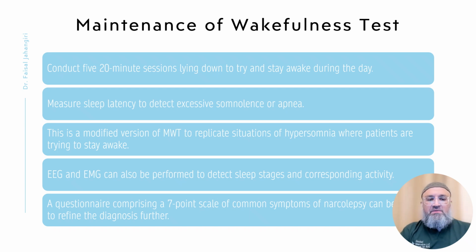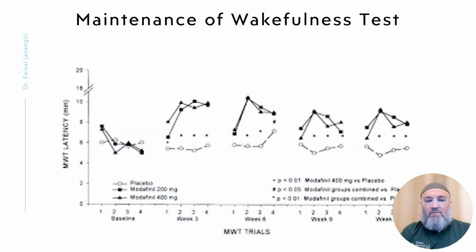So the EEG and EMG can also be performed to detect the sleep stages and the corresponding activity. You can do EEG and EMG, both of them, and there's a questionnaire comprising a 7-point scale for common symptoms of narcolepsy that can also be performed to refine the diagnosis further. So this is a diagram, a graph comparing the latency versus different trials.